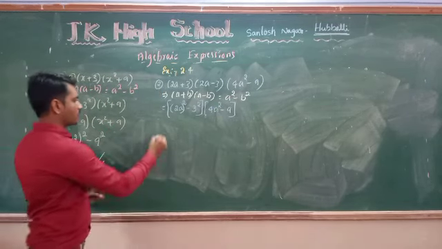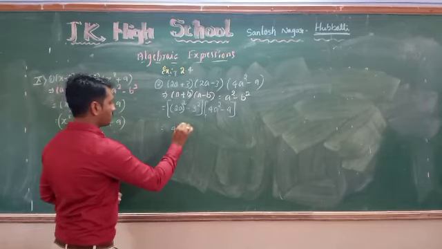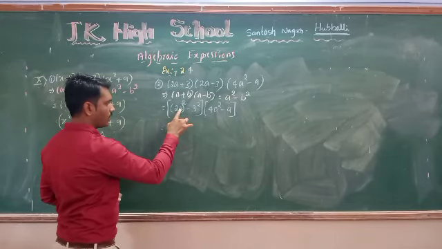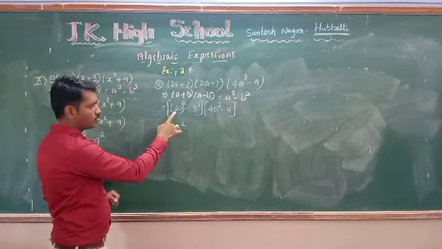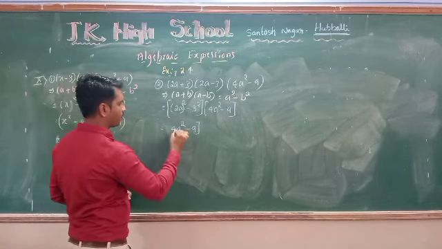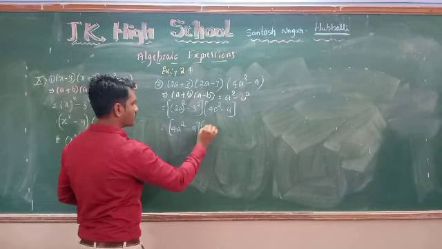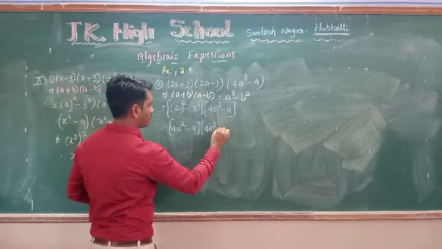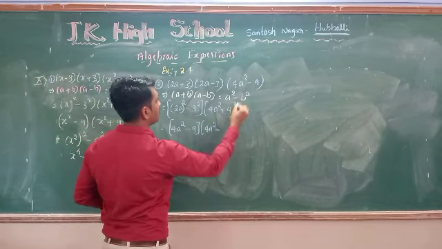Now simplify this. 2a square means what? 4a square. 2 2s are 4, a square as it is. 3 3s are 9. Correct? Next term, 4a square. So sorry, this is plus 9.